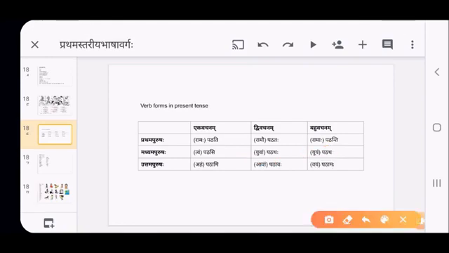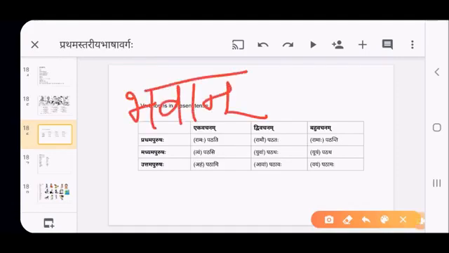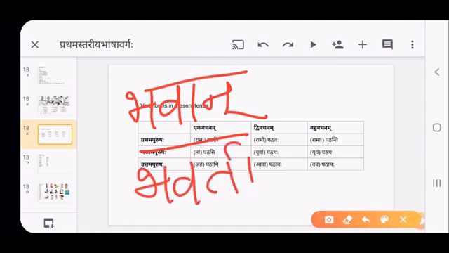But when we are using bhavan, which means the same thing, you, this is used only when the other person is male. Similarly, bhavati, we use it when the other person is female. This also means you only.